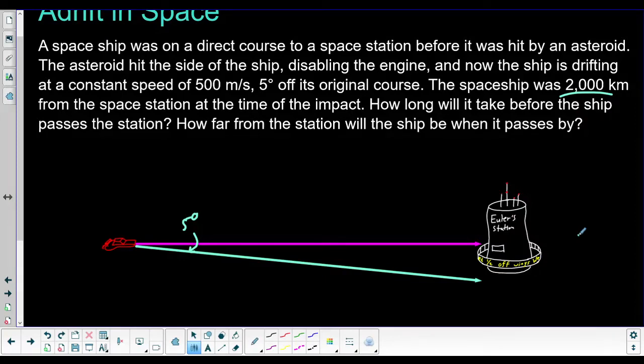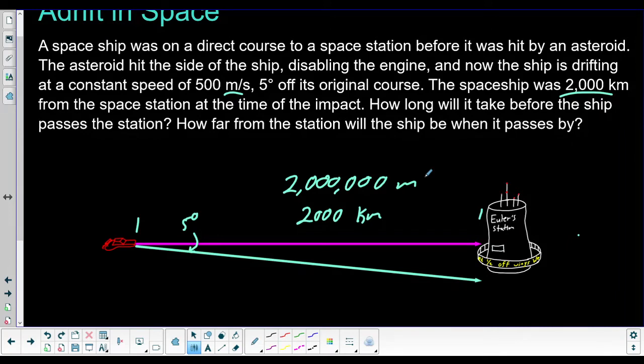So let's mark some stuff up. This distance is 2,000 kilometers. Okay. The speed is given to us in meters per second, so we should probably turn this into meters. 1 kilometer is 1,000 meters, so we'll just multiply by 1,000. We'll add 3 more zeros. We're 2 million meters away.